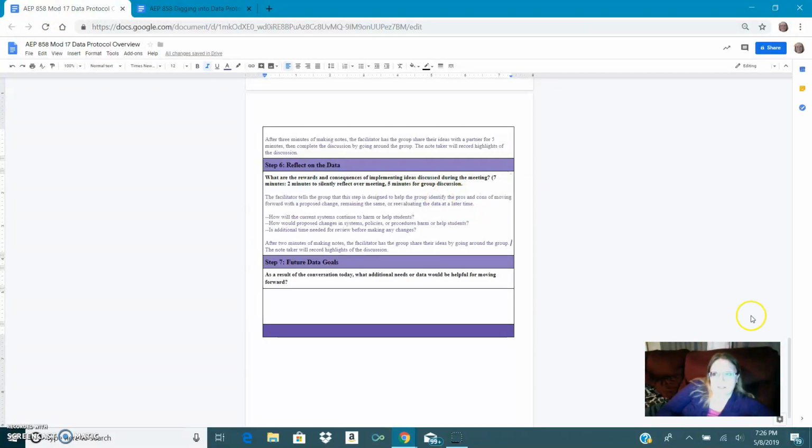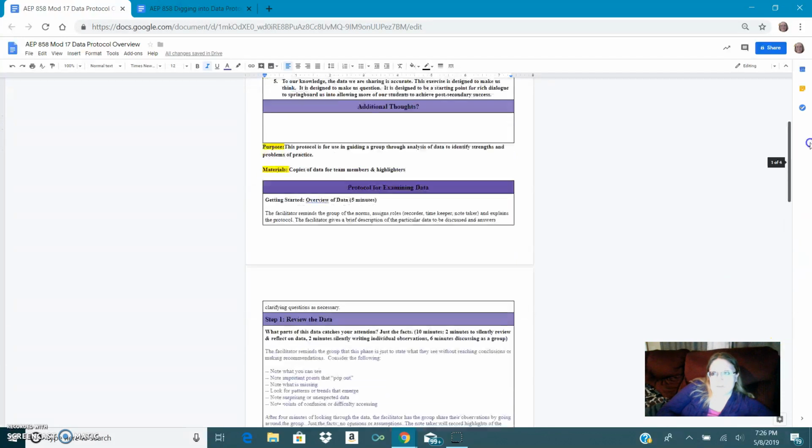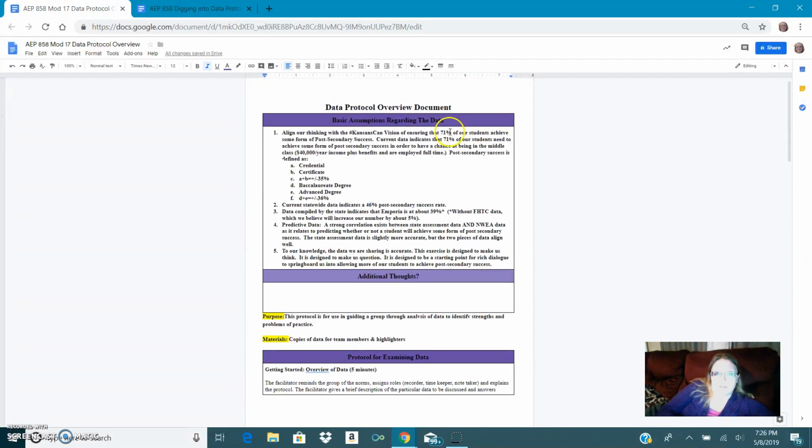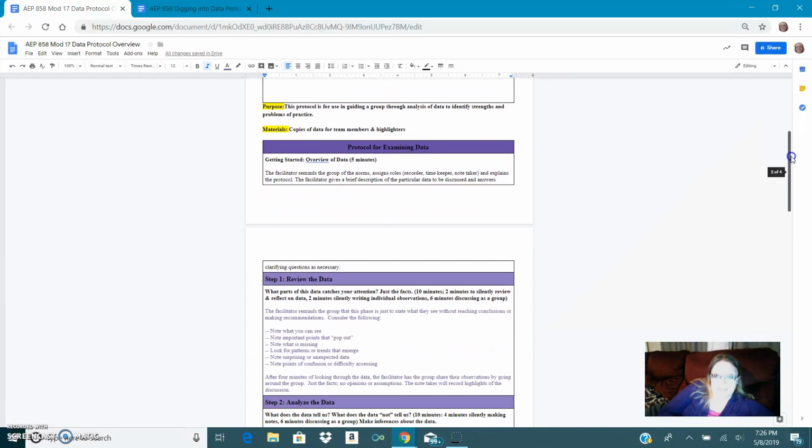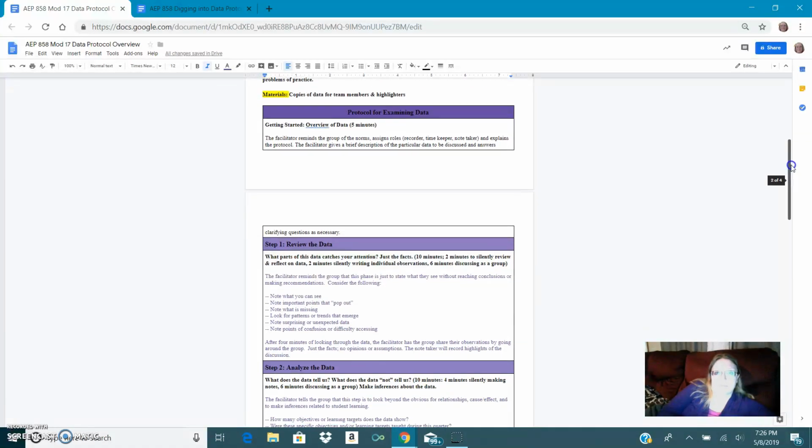Once that's filled out, I have a list of steps to do. There's 7 of them. So I want 71% of my students to be successful in post-secondary success, whether that's college, trade. I just want them to be successful in what they do in the future. So we're going to have to examine the data to make sure that our people are being successful.